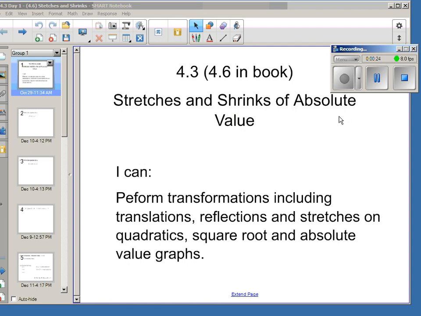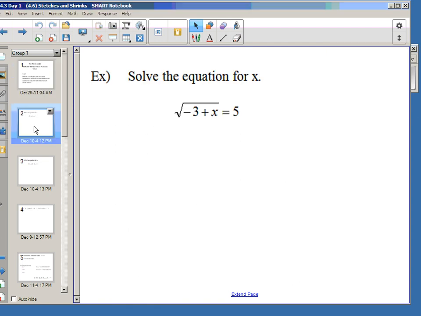But before we get into stretches and shrinks, what we need to do is finish up what we had yesterday. Yesterday we were working with the square root function as one of our paired functions. Remember, it looks like the swimmer's arm. We still have a few equations that we need to solve for x that include a square root. So if you can pause the video and take out your notes from yesterday, we can get started on finishing up those last three. So we can pause the video now.